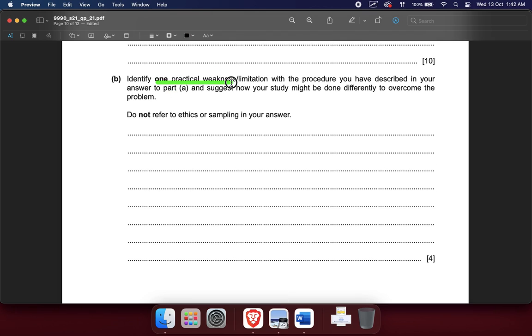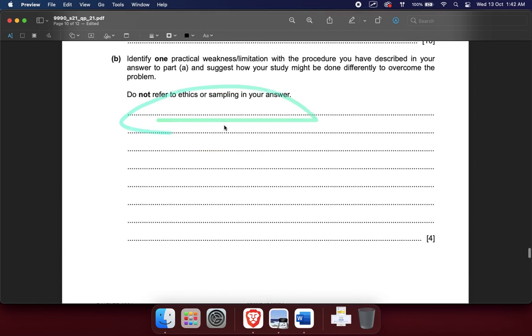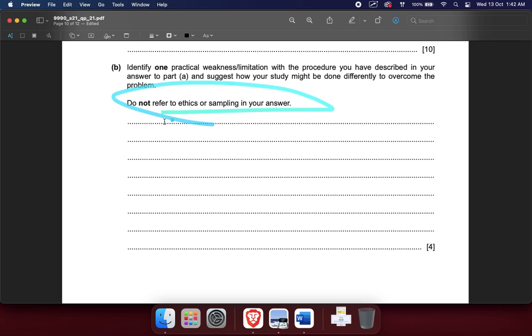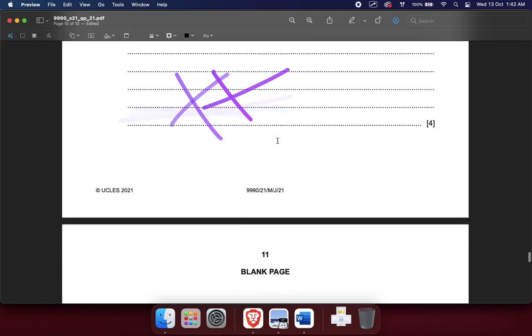Okay, identify one practical weakness or limitation with the procedure you have described in your answer in part A. Suggest how your study might be done differently to overcome the problem. Do not refer to ethics or sampling in your answer. Always be careful to read this. Don't forget to read this. This is very important. Cannot talk about ethics, cannot talk about sampling.